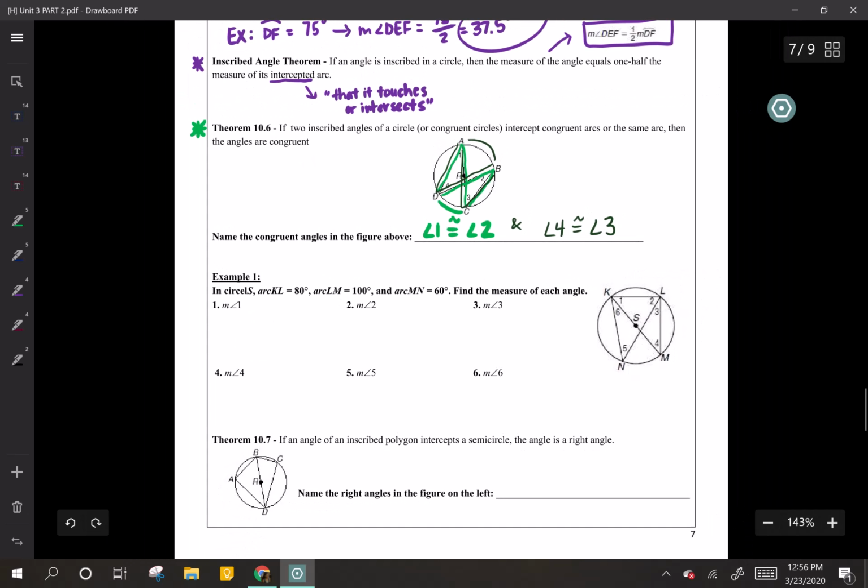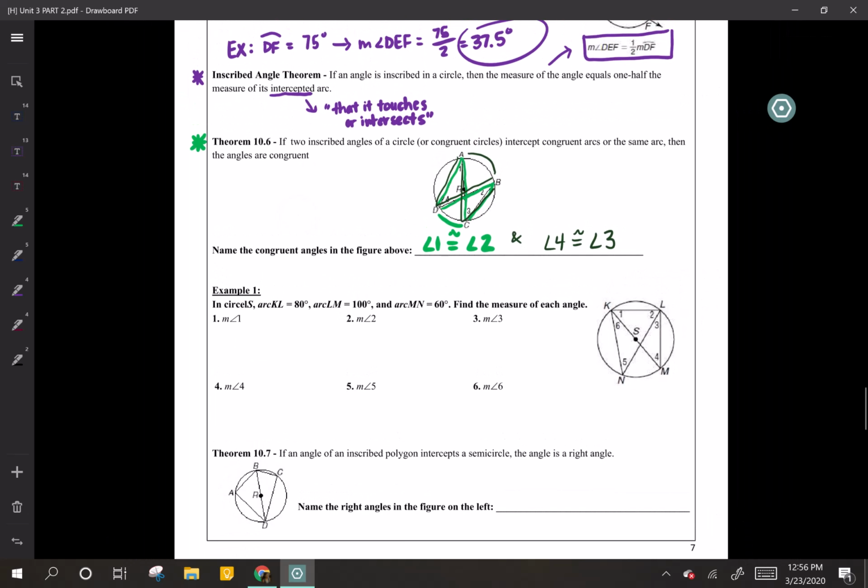In example 1, you'll see the inscribed angle theorem and Theorem 10.6 used to help solve for these angles. It says in circle S, so this circle right here, arc KL is equal to 80. So I know that this is 80. Arc LM is equal to 100. And then arc MN is equal to 60. It says find the measure of each angle.